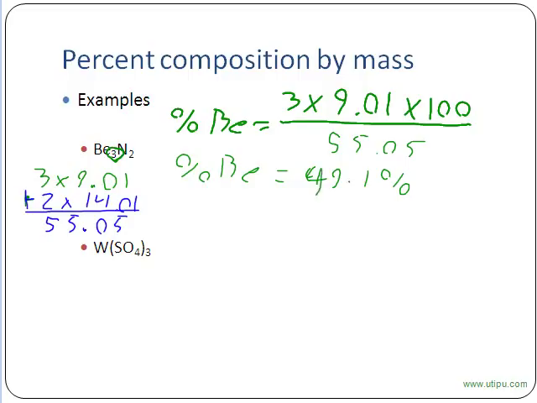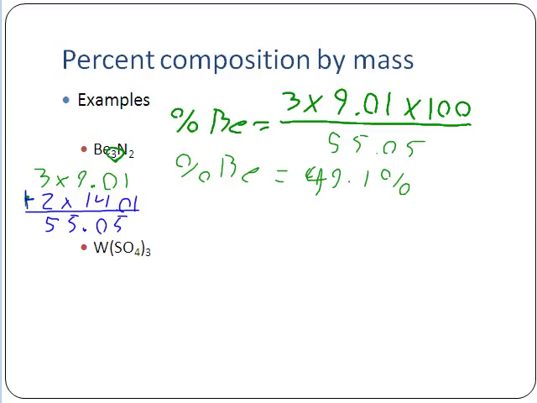Now, just as a quick note, for the purposes of this class, we will be rounding our percent compositions to the tenths place. And so this actually is 49.1008, but we are going to round to the tenths place, so 49.1 is what we get for our mass percent of Be. And so let's take a look at our next one.